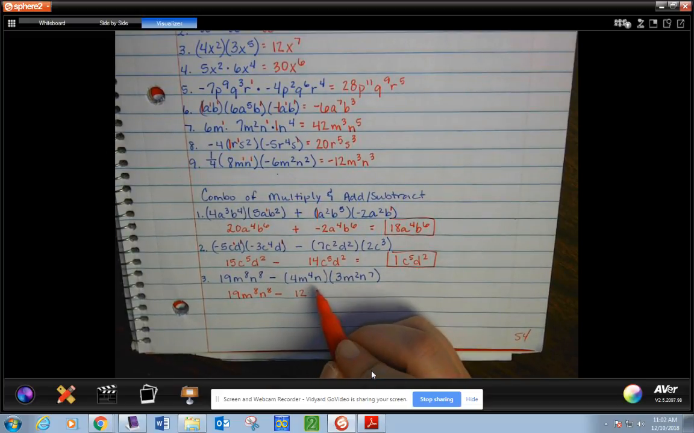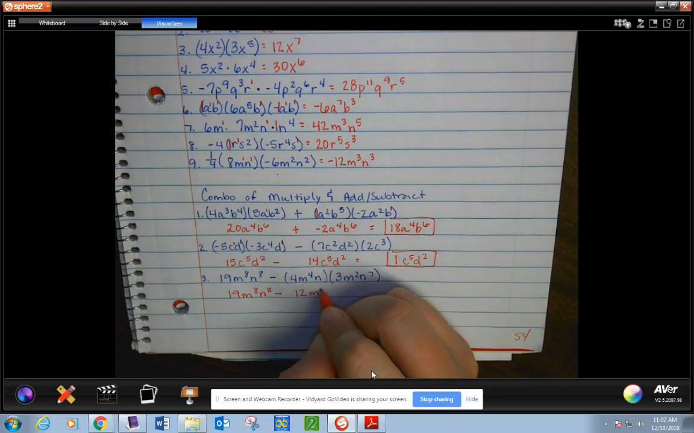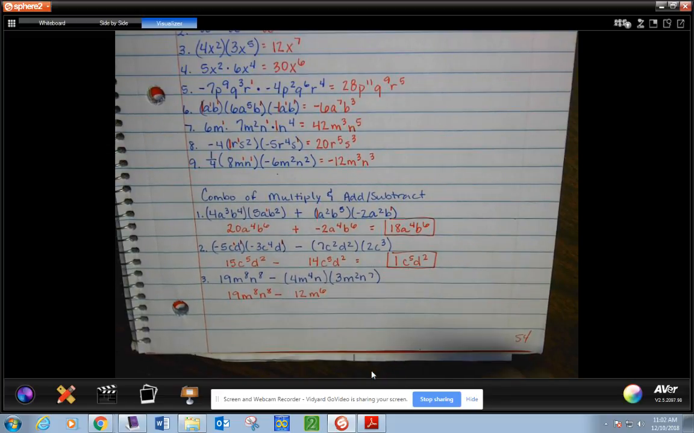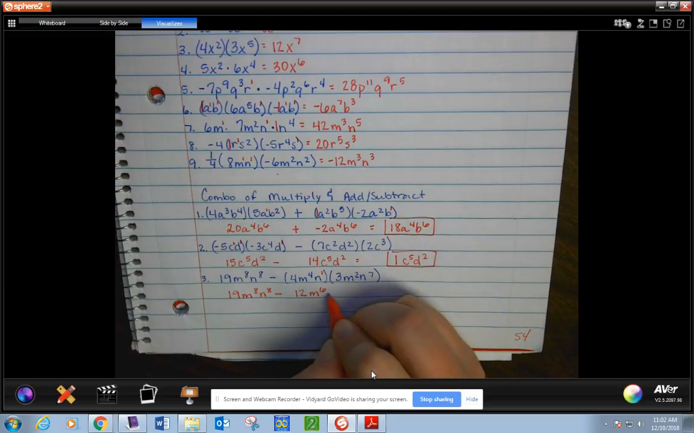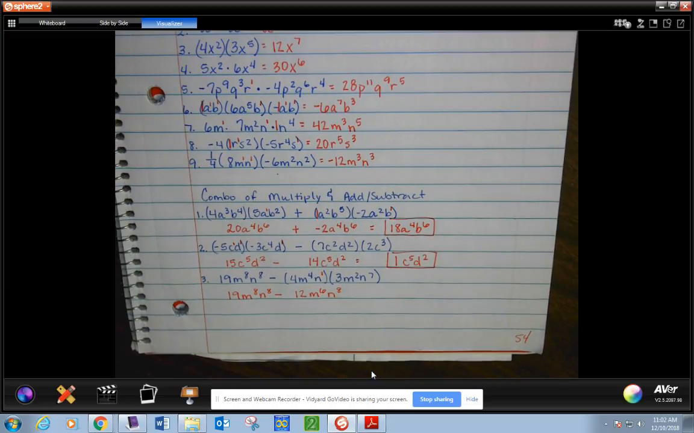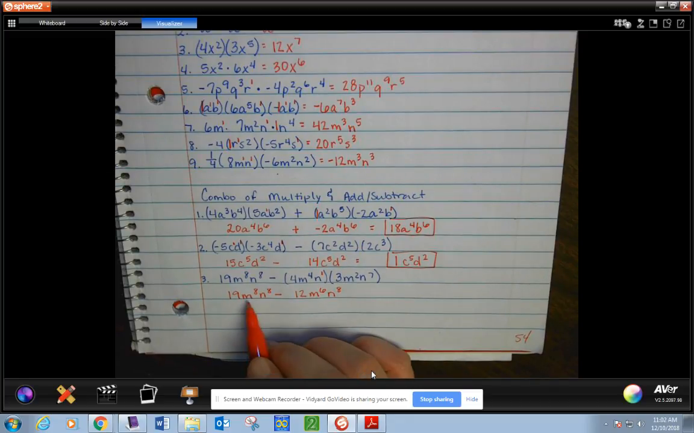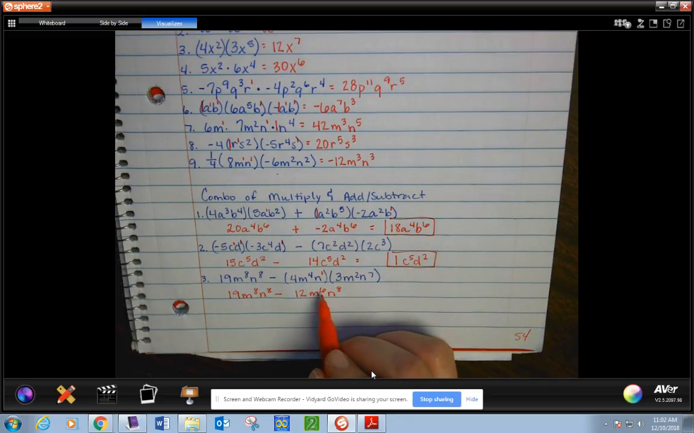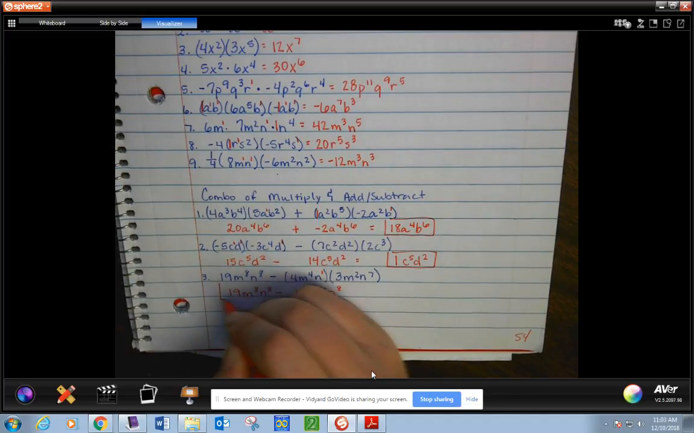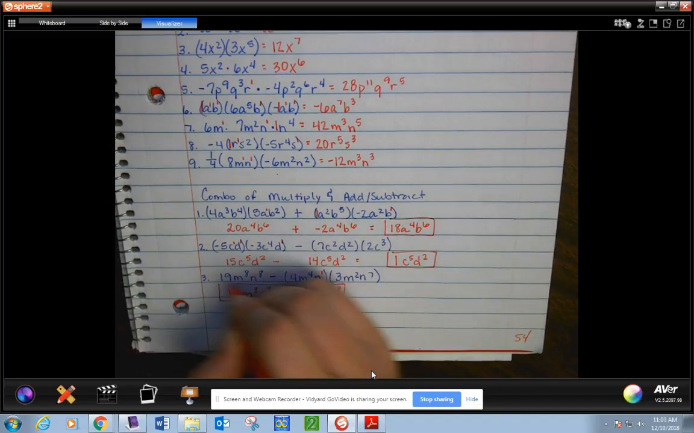Now you're adding your letters when you multiply. So if I have m4 and m2, that makes m6 because 4 plus 2 is 6. If I have n1 and n7, that makes n8. Okay, to actually subtract these, you would have to have the exact same exponents. So m8, n8, but this one is m6. So therefore, these will not subtract. So this is your final answer.